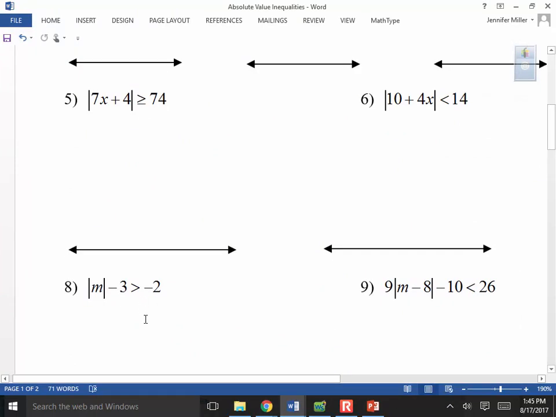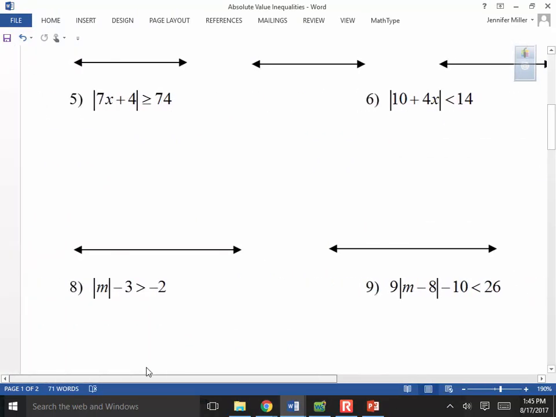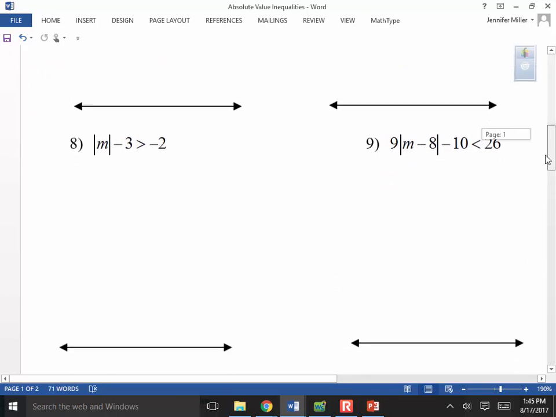Let's do an example like number. You think 6 is easy? Should I go to a harder one? Harder one? Okay. Let's look at number 9.